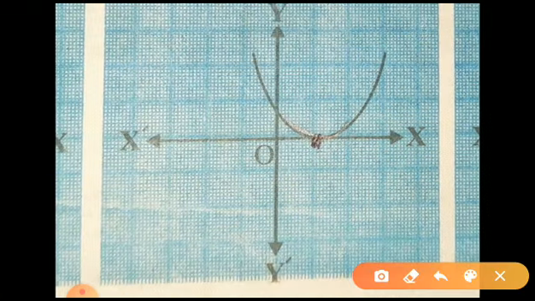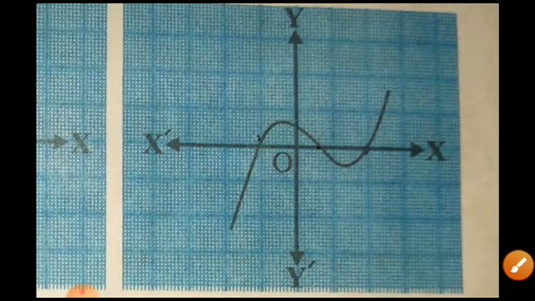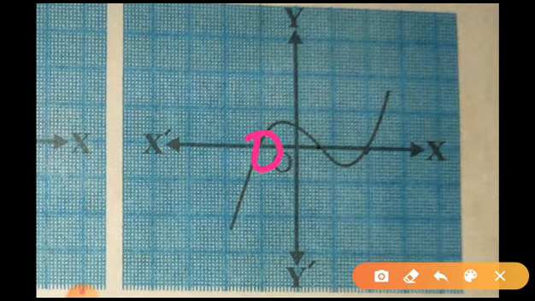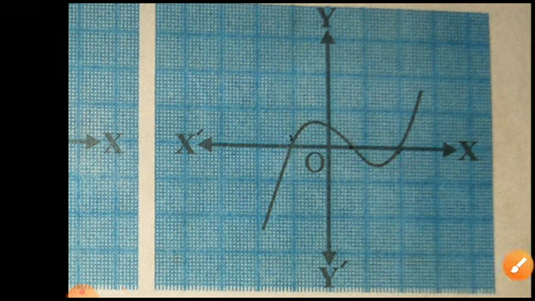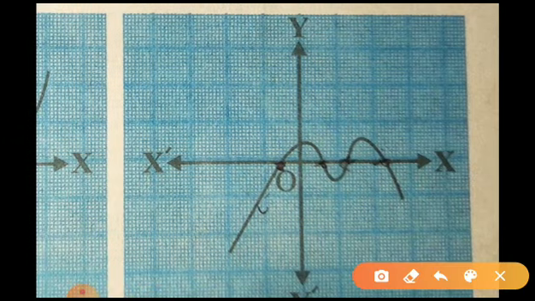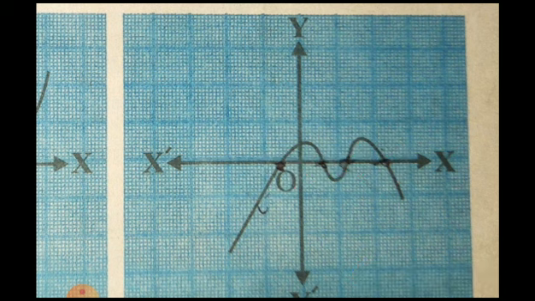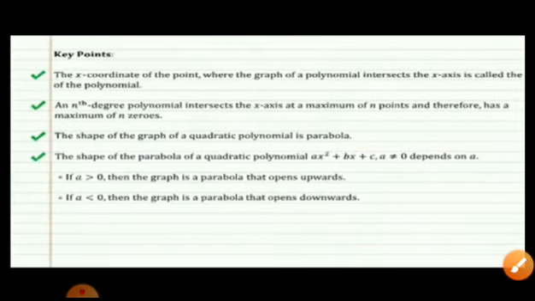Okay, now see, this parabola intersects at just 1 point and hence it has only 1 zero. This one, 1, 2 and 3. Therefore, how many zeros does the graph have? 3 zeros. Yes, this one, 1, 2, 3 and 4. Okay, that means the number of zeros for this graph is 4.